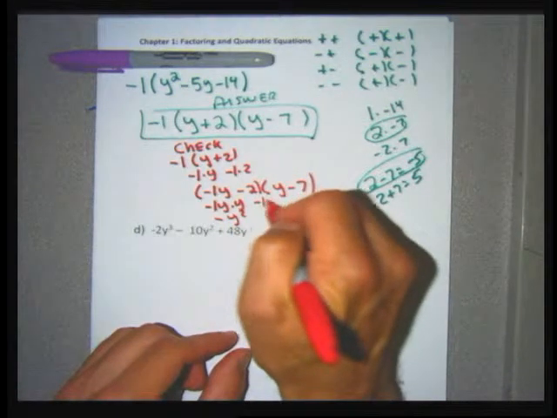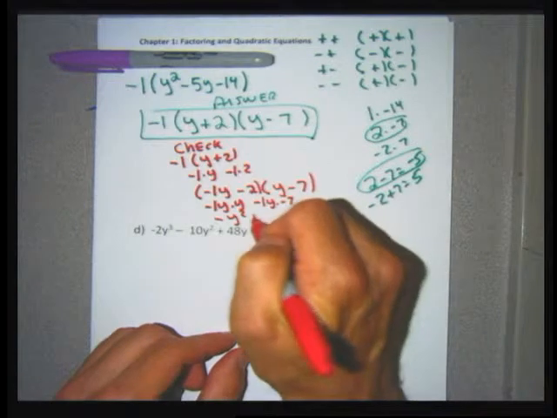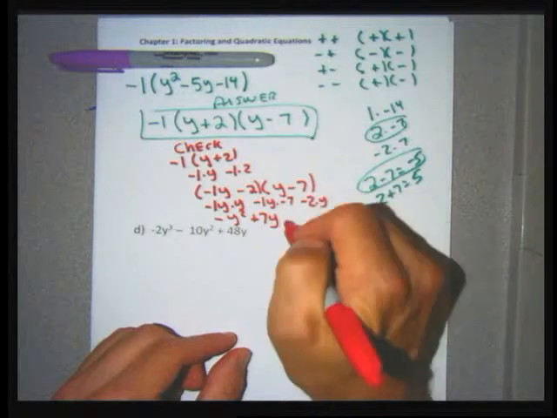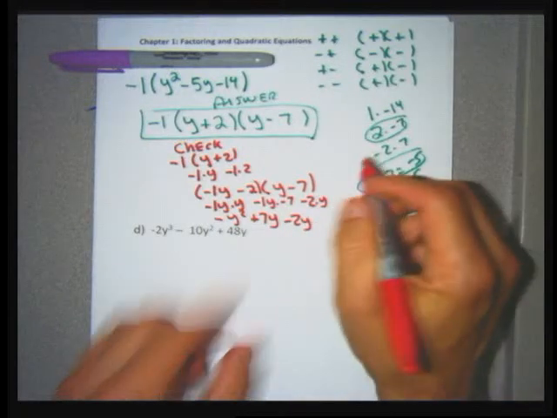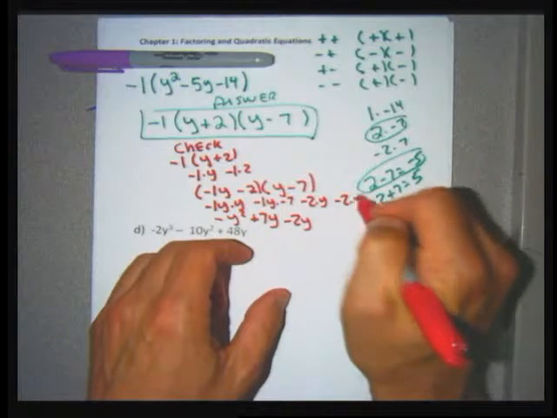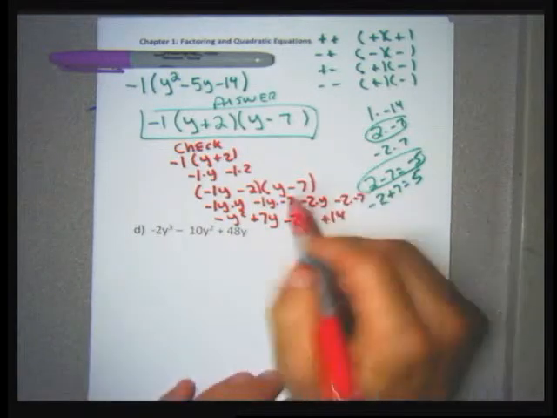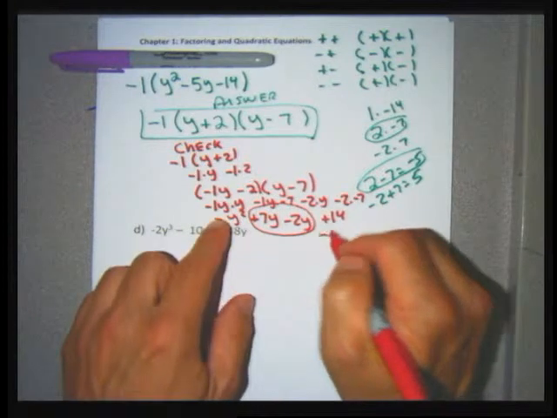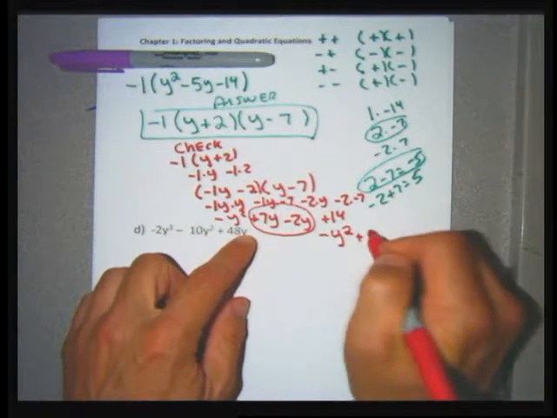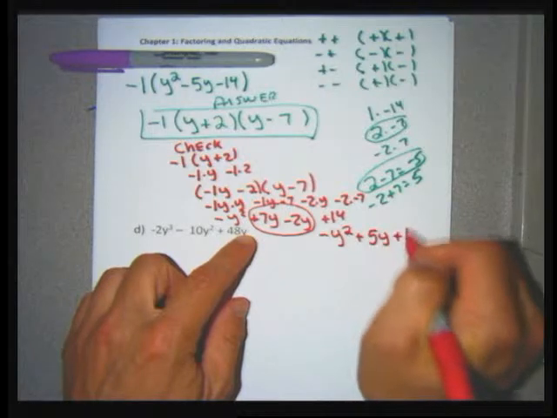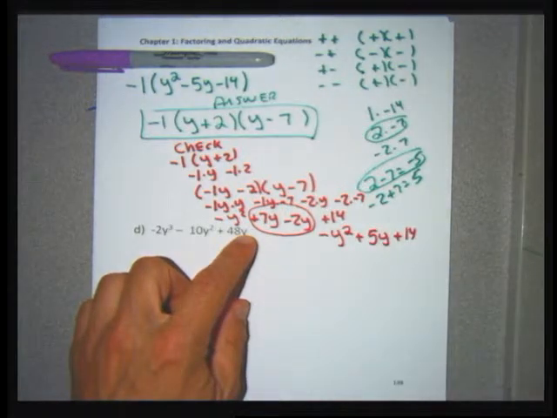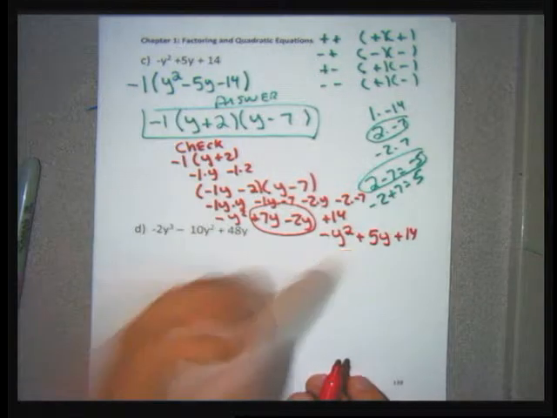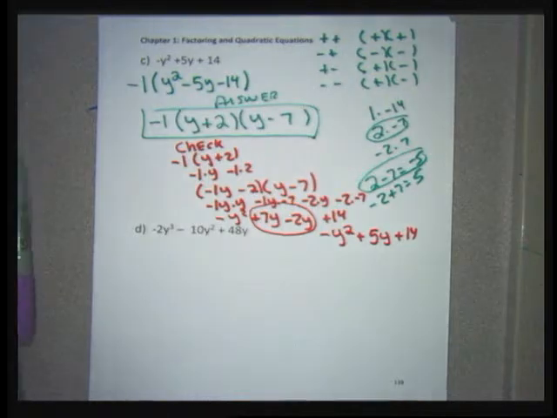The outers are -1y times -7, which is +7y. The inners are -2 times y, which is -2y. The lasts are -2 times -7, which is +14. The outers and the inners are going to give you a 5y. So I'm going to get a -y squared plus 5y plus 14. That better be what's written under the pen, otherwise my answer is wrong. And I look at that and that, they're the same, so I know my answer is right.